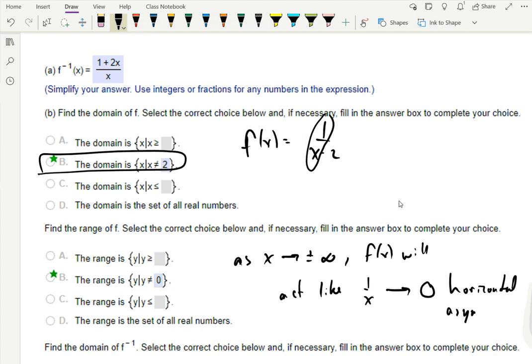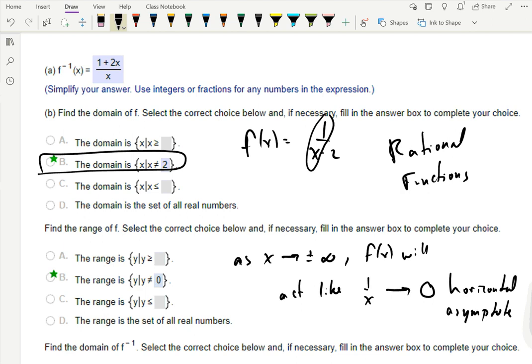So you can reference one of our previous videos on the horizontal asymptotes and the rational functions. That's what we're working on here, is rational functions. So if you've forgotten about that, need a bit of a refresher, go back and take a look at the video on rational functions. Okay.